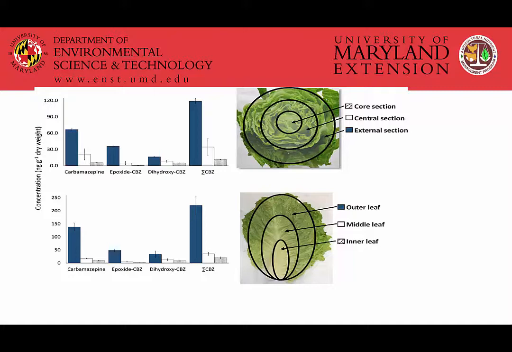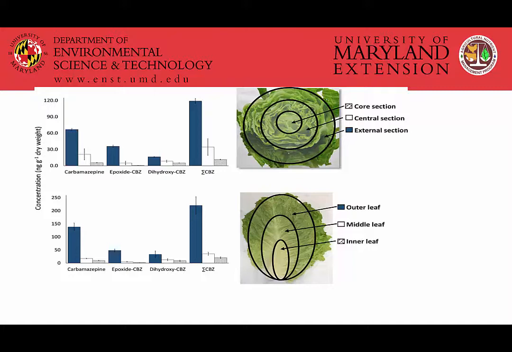There was way more in the external leaves than in the core. Let me see, the core is here, okay? And again, not only the parent product, but two of the breakdown products are there. So overall, there was way more in the outer leaves of lettuce, okay? We think there's way more vitamins there too, but there could be more other stuff there, all right?